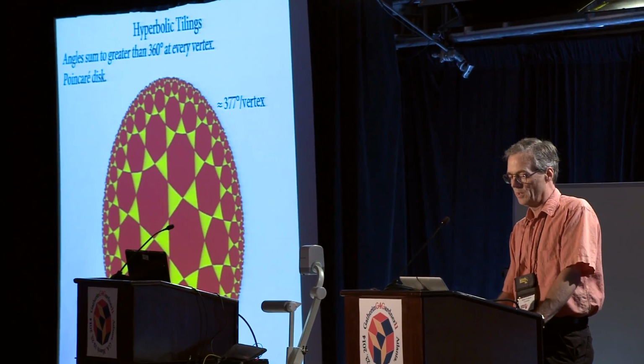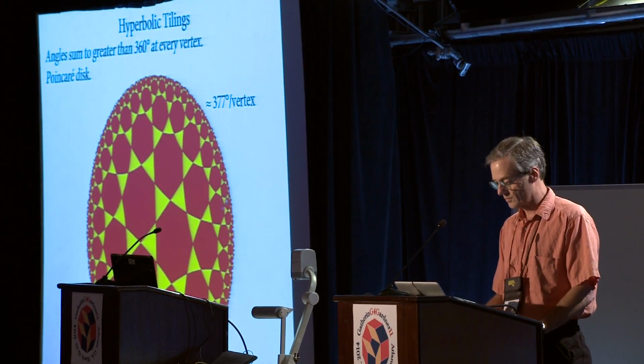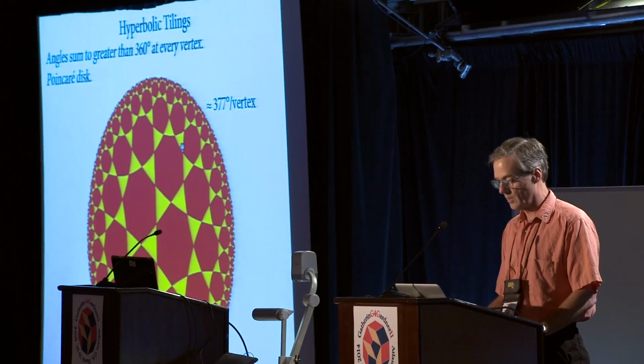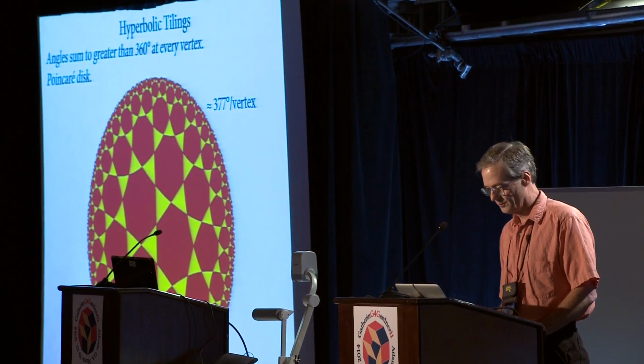Okay, a hyperbolic tiling is one in which the angle is something greater than 360 degrees at every vertex. And this is an example of a regular 7-gon, 3-gon tiling in the Poincare disk model of the hyperbolic plane.